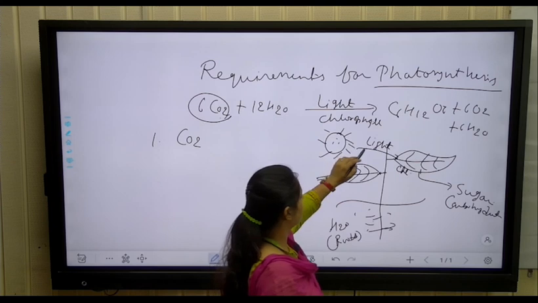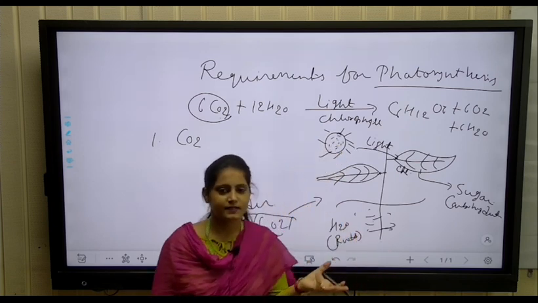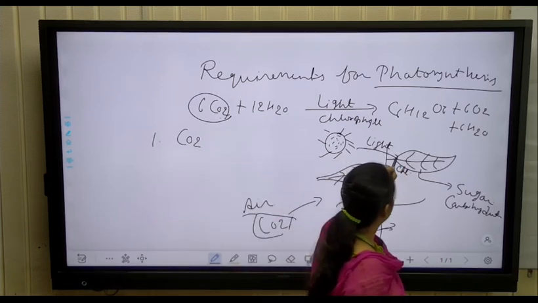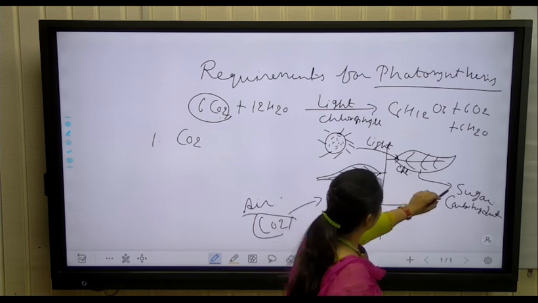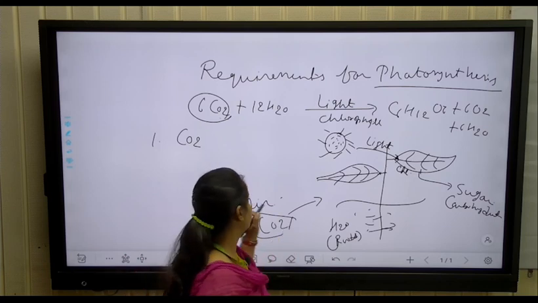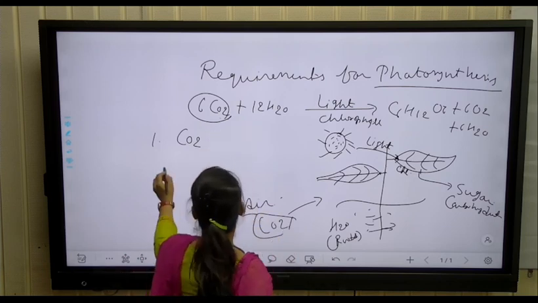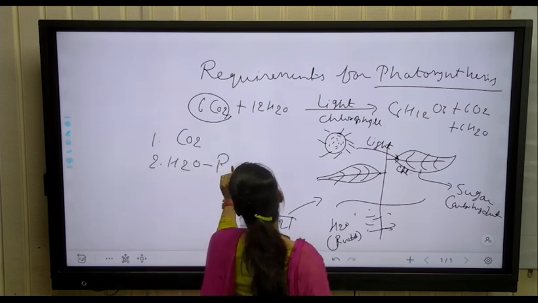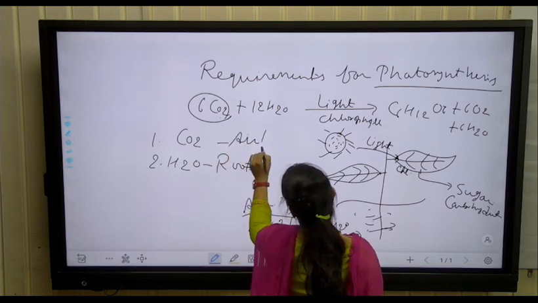And the next is light. Light comes from the ultimate source of light, that is sunlight, and this light is being used by the chlorophyll to convert these two molecules into sugar. So, this is a general process of photosynthesis. The first is CO2, that comes from the air, and second is water, that comes from the roots, from the air or atmosphere.